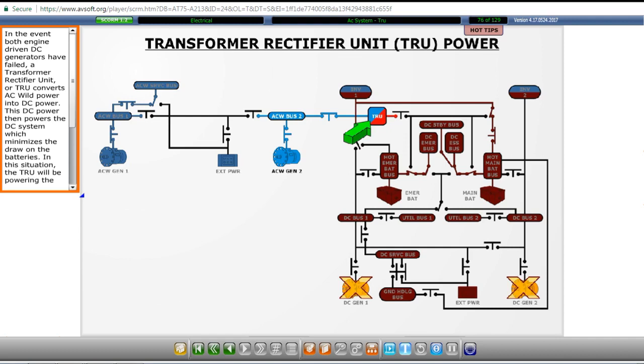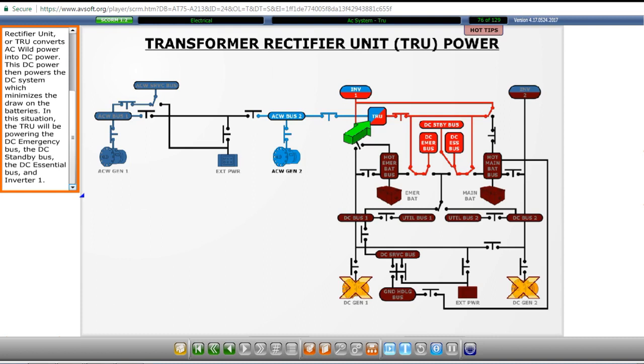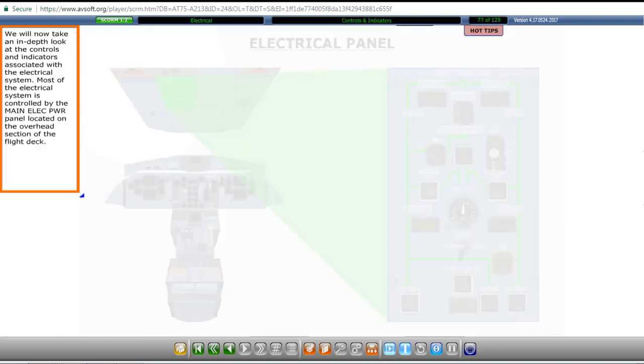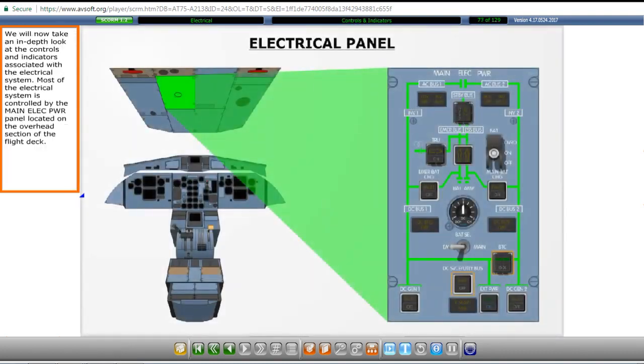In the event both engine-driven DC generators have failed, a transformer rectifier unit, or TRU, converts AC wild power into DC power. This DC power then powers the DC system, which minimizes the draw on the batteries. In this situation, the TRU will be powering the DC emergency bus, the DC standby bus, the DC essential bus, and inverter 1. We will now take an in-depth look at the controls and indicators associated with the electrical system.